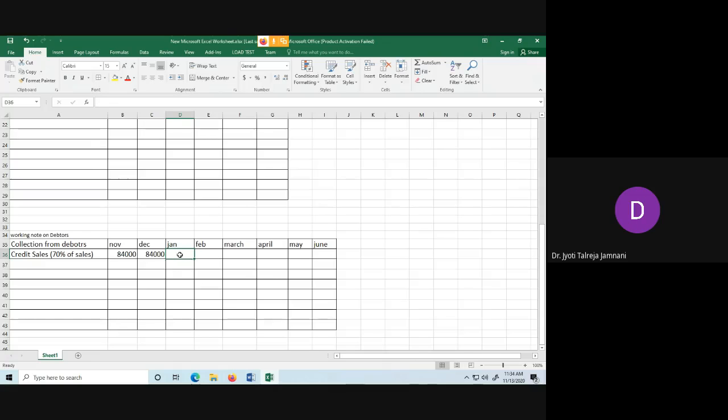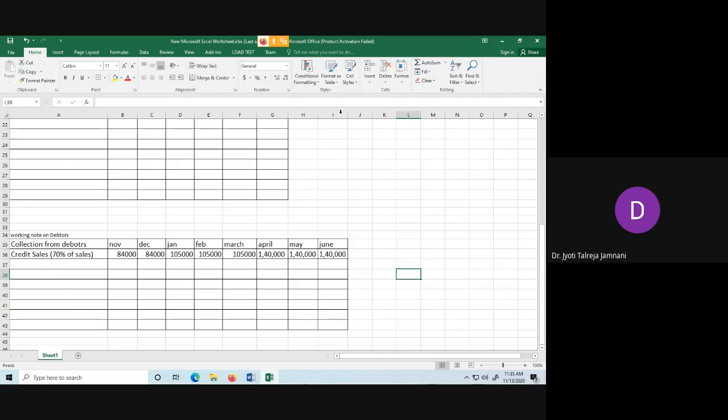From Jan to March, you know the sales was 1,50,000. 70% of 1,50,000 is 1,05,000. From April to June, the sales was 2 lakh. 70% of 2 lakh is 1,40,000. So this is how we have got the credit sales values.